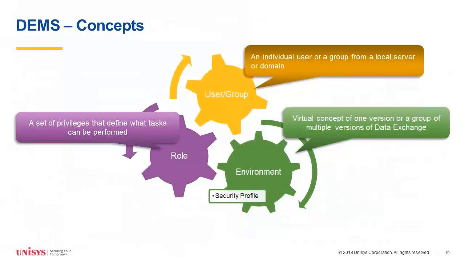The user or group here stands for who operates in data exchange. It could be an individual user or a group of users from the local server or from the domain. These users or groups should already exist in the local server or domain. DEMS does not create these users or groups. DEMS uses the Active Directory to create mappings of the users or groups that you want to manage the data exchange environments. By associating the environment, role, and user group together, you can achieve the goal to manage who can do what and where in data exchange.